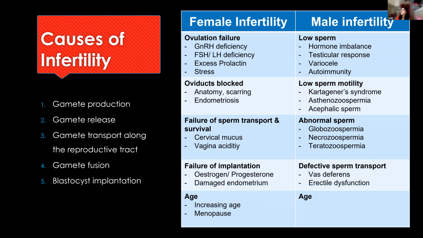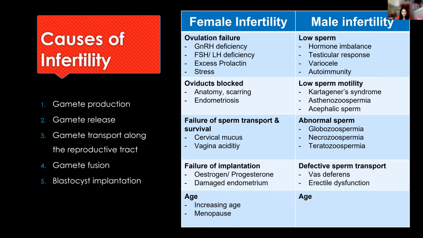So moving on to low sperm motility. This would prevent the sperm from being able to swim up the reproductive tract. Immotile sperm cannot move up the reproductive tract in the female, so it's unlikely to meet and eventually fuse with the ovum, causing infertility. So Kartagener syndrome can cause infertility. Asthenospermia is when the sperm has low motility, or acephalic sperm, which is headless sperm, so it can't swim up.